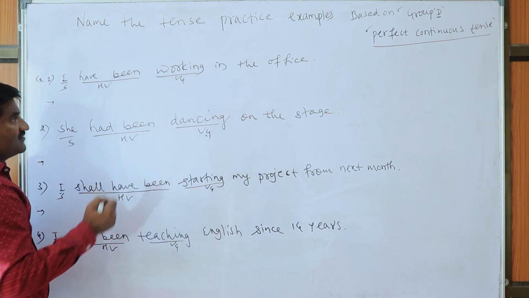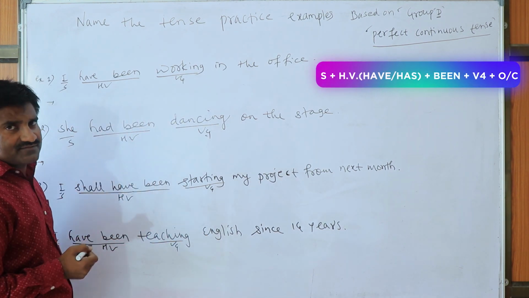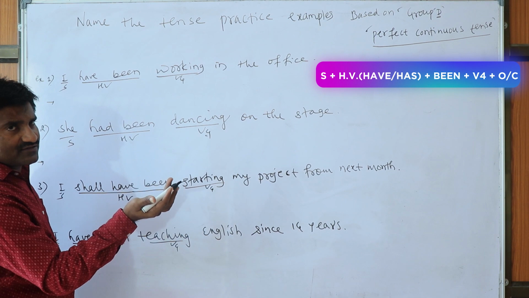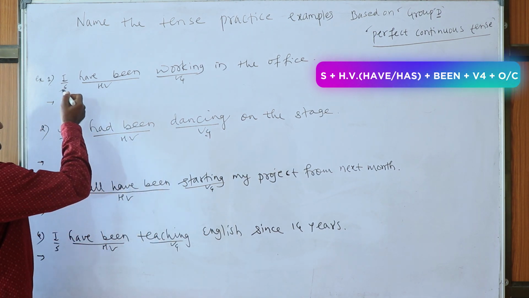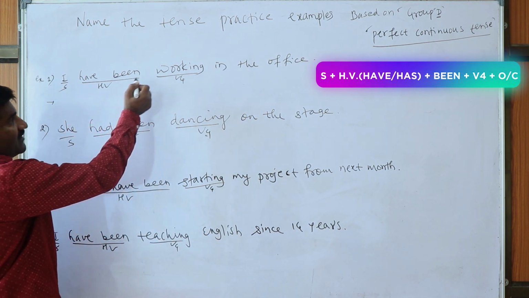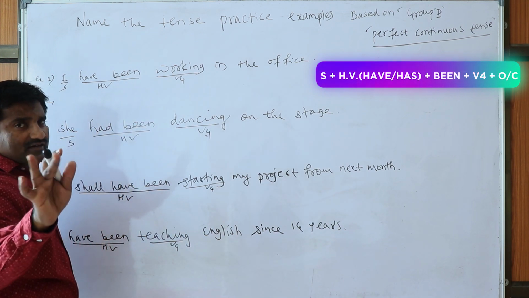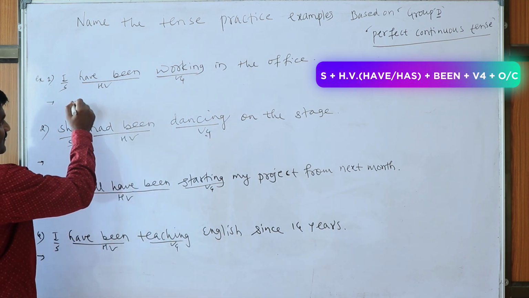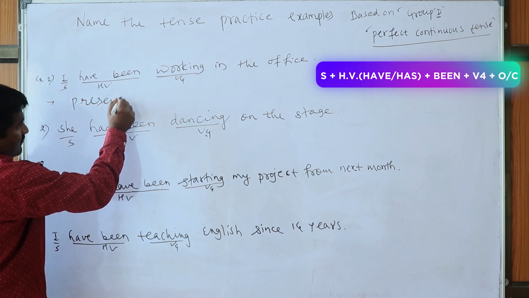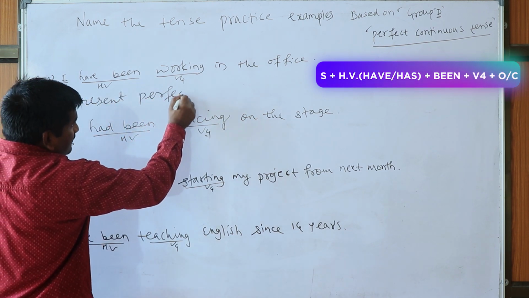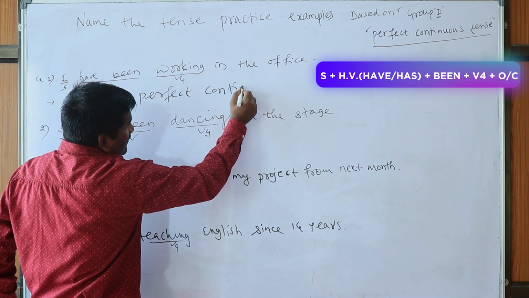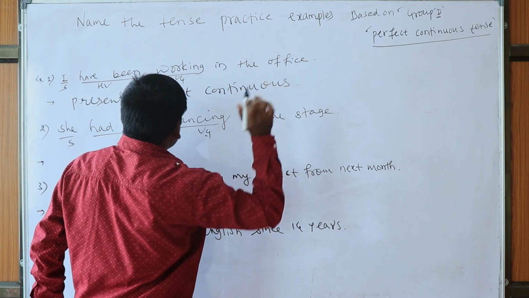This is the given sentence, and we want to name the tense of this sentence. So how? Here see, I is the subject, have been is the helping verb, and verb plus ing. Have been plus verb-ing is the formula of present perfect continuous. So its answer is present perfect continuous. This will be the answer.